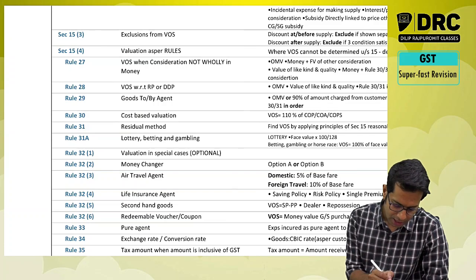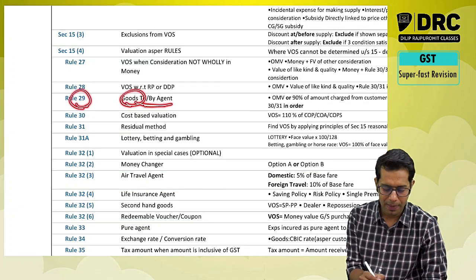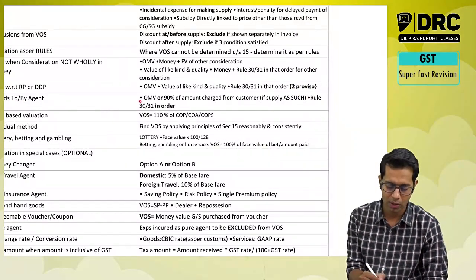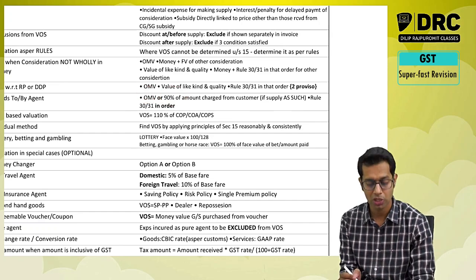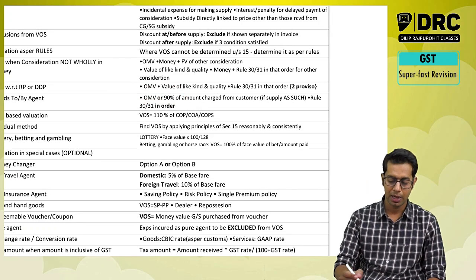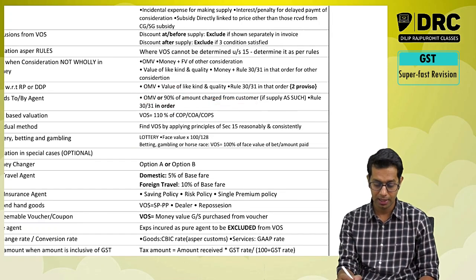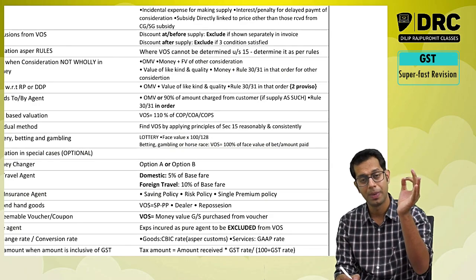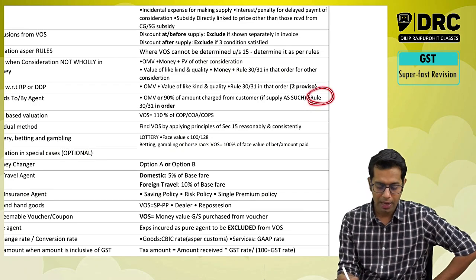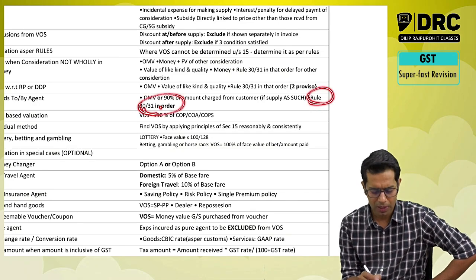Then rule number 29, when you are making a supply to or by an agent, the value of supply will be open market value or 90% of the amount charged by the recipient from his customer, and if that is not available, then apply rule number 31 in that order.